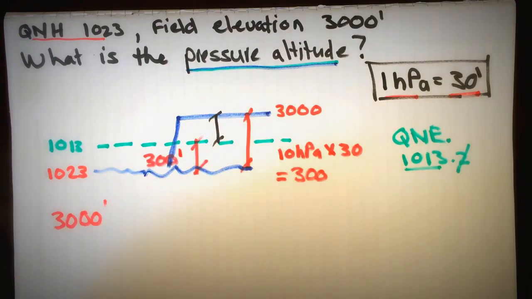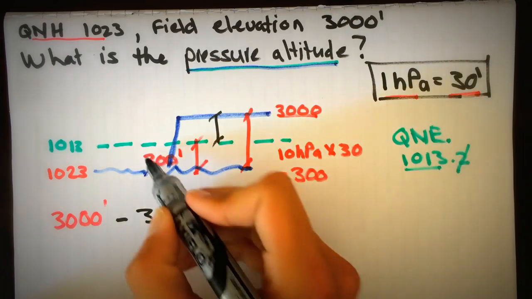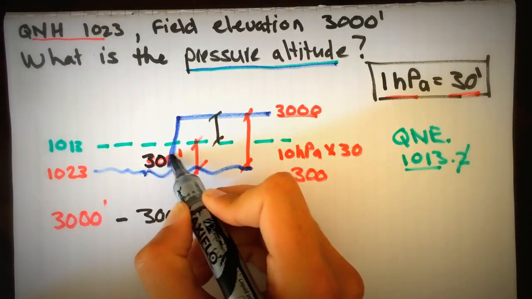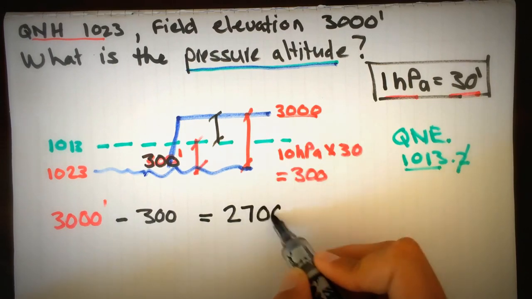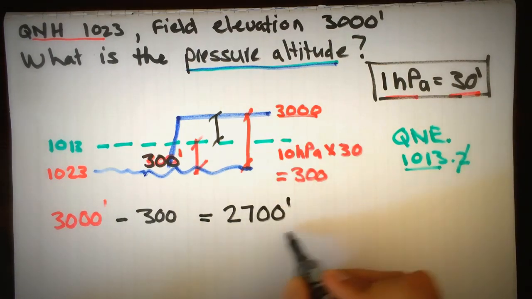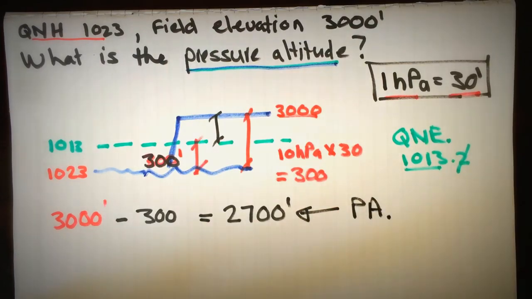So that means now, if we take this minus 300, which is this one over here, we're going to get an answer of 2,700 feet, which is our pressure altitude, which means we've solved the problem.